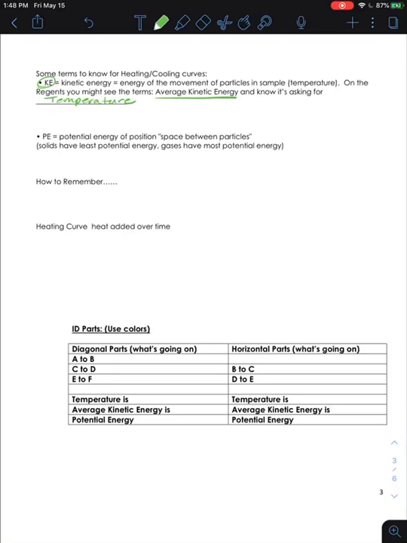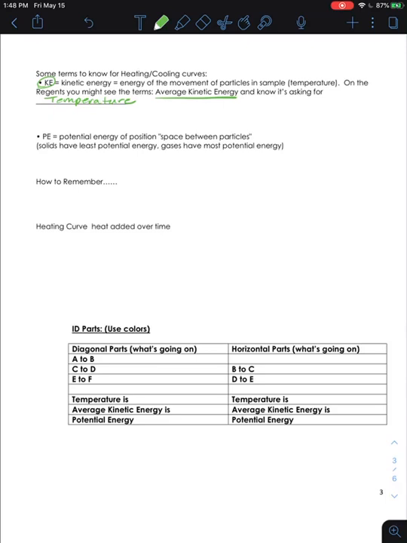Because when you look at a representation of, let's say, a solid or a liquid, they're not all going at the same rate of speed. So it's an average. Some are moving a little bit fast, some are moving a little bit slow, but the majority are working at, let's say, 98.6 degrees Fahrenheit. So kinetic energy, closely related to temperature.